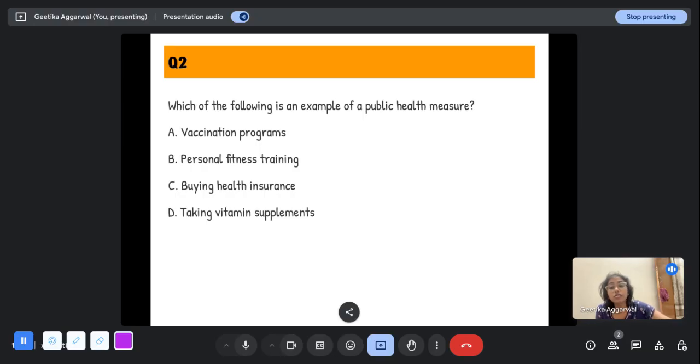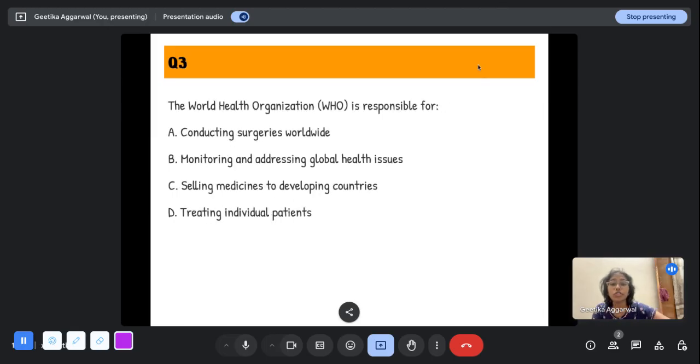And yeah, so the correct answer to this question is vaccination programs. So when the government carries out large scale vaccination programs throughout communities, that is an example of a public health measure. Personal fitness is an individual based measure. Buying health insurance is also individual based. We are buying health insurance, it's not being just given to us by the government, but it's not like a public health thing. And taking vitamin supplements is again an individual measure.